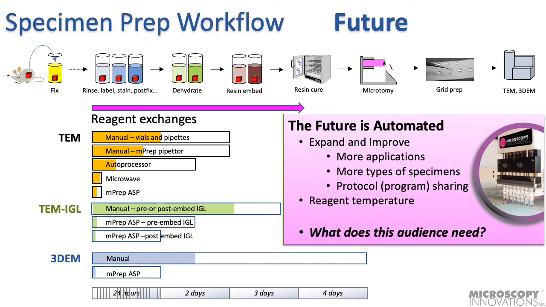So where can automation go? It can be expanded into more protocols and applications, which can be shared among users. Controlling reagent temperature has been requested by some customers, which is in place at some customer sites. What do you need? We'd be happy to hear from you.